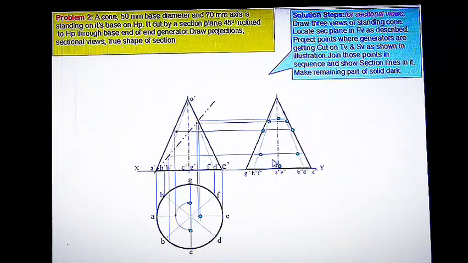Now one thing you have to remember is that in the previous problem we joined these points by using straight lines because the cutting plane cuts the solid in plane surfaces. The intersecting surface is plane surface in the previous problem because it was a prism. Here it is a cone and the intersecting surface is a curved surface. So the points obtained will also be connected by using curve.